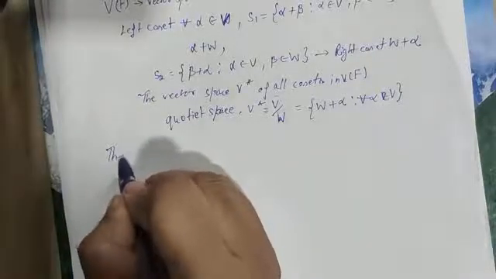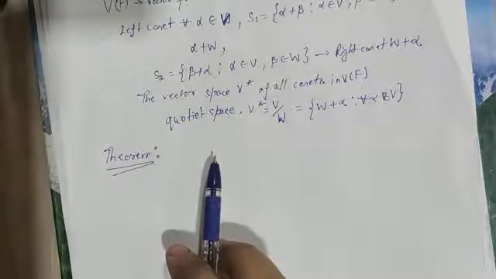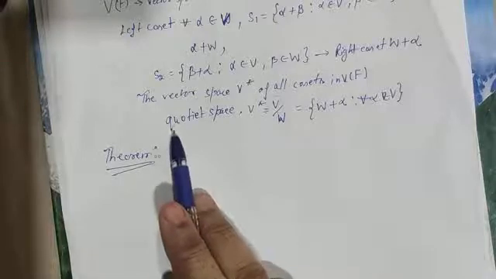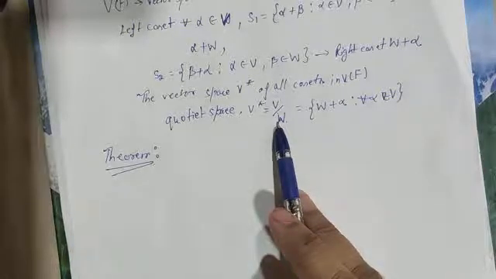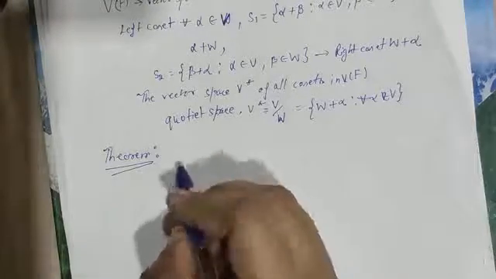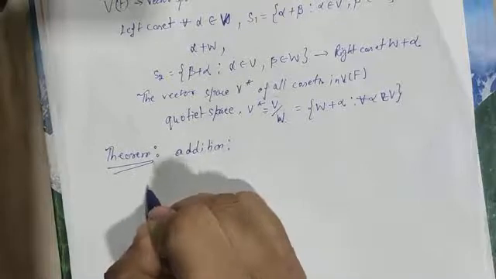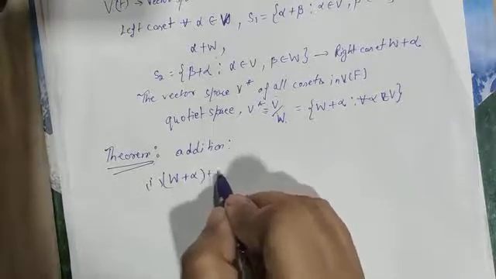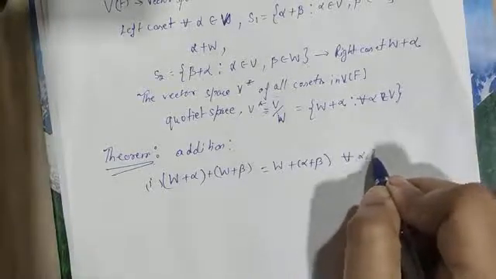Now there is a theorem. If W be a subspace of vector space V over F, then the set of cosets of W in V form a vector space over F. This set is called quotient space of V related to W. This set forms a vector space over F with the operations of addition and multiplication defined as W plus alpha plus W plus beta is equal to W plus alpha plus beta for all alpha, beta belongs to V.